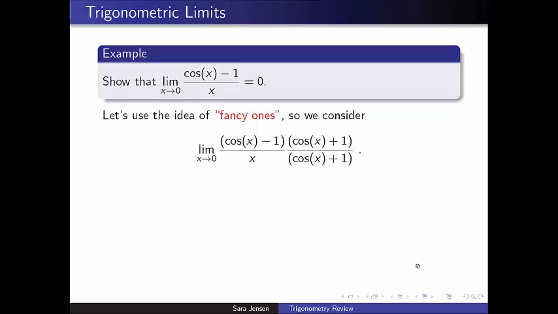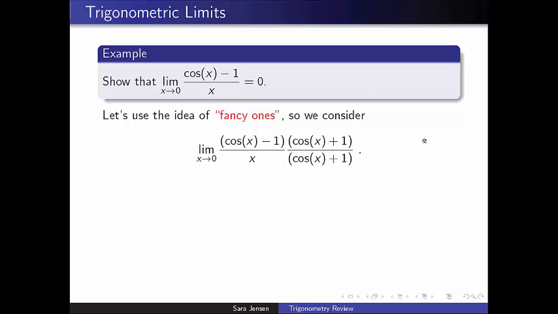Now there's another limit that's going to be very important to us that is somewhat similar to the previous limit, and that's to look at the cosine of x minus 1 all divided by x as x is approaching 0. It turns out that this particular limit is equal to 0, and we can obtain it with a little bit of algebra from the previous limit.